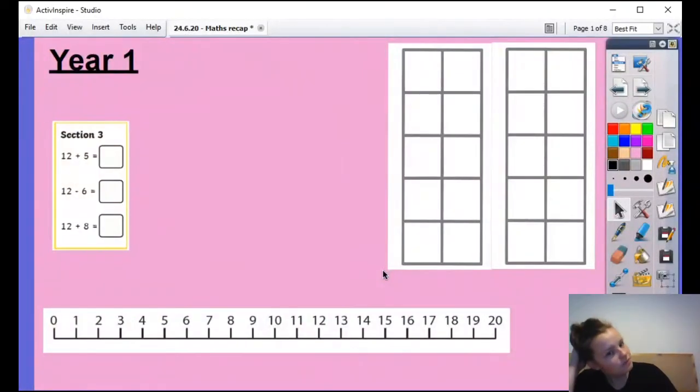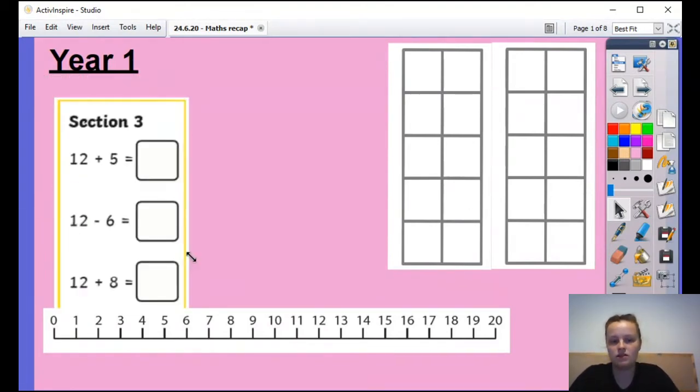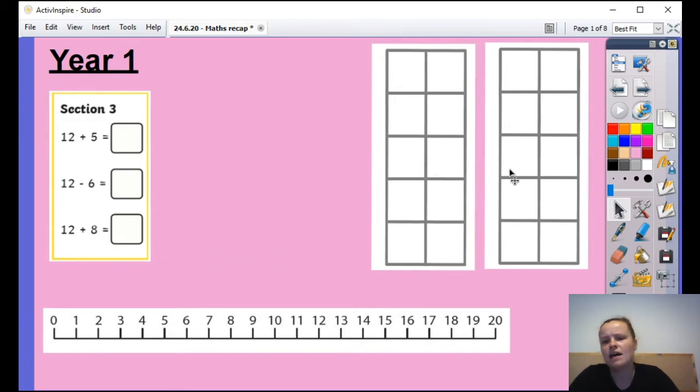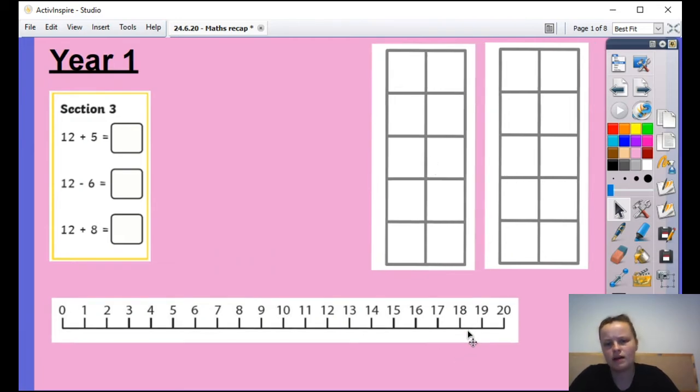Okay, so we have here some questions. Let me just make it a little bit bigger so you can see it. So we've got 12 add 5 equals, 12 take away 6 equals, and 12 add 8 equals. Now we've got some 10 frames here to help us if we need to, and we've got a number line here to help us count on as well.